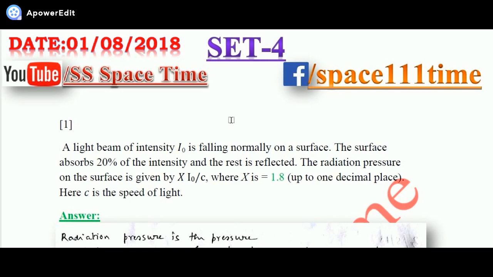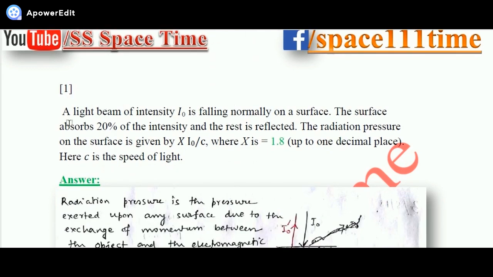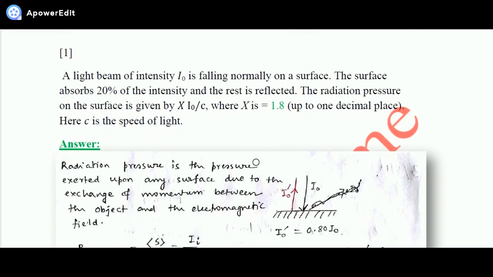So let's start. The first question: a light beam of intensity I0 is falling normally on a surface. The surface absorbs 20% of the intensity and the rest is reflected. The radiation pressure on the surface is given by x into I0 by c, where x is... We have to find out the value of x.